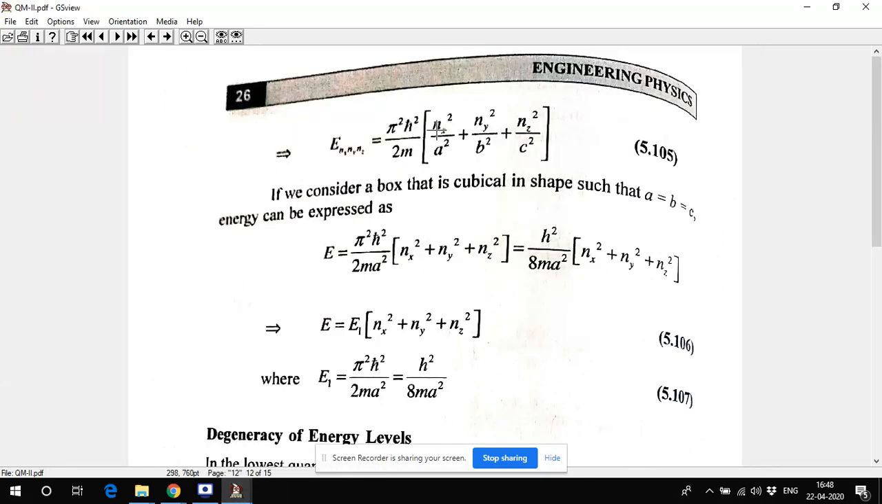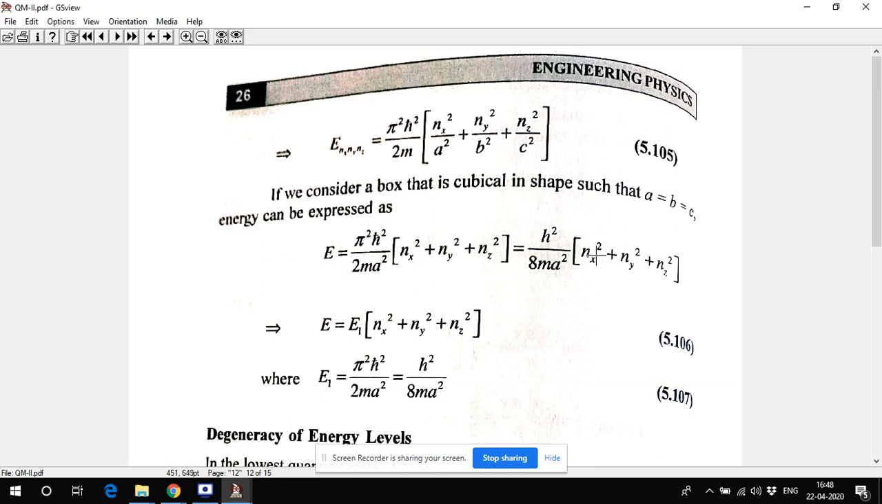But now 2m is okay, pi square h cross square is okay, but these are terms which are dimension dependent: x dependent, y dependent, and z dependent. If suppose we take a cube, so a, b, c will be equal. So I can take this a square outside. So we have the energy which is dependent on only nx, ny, and nz.